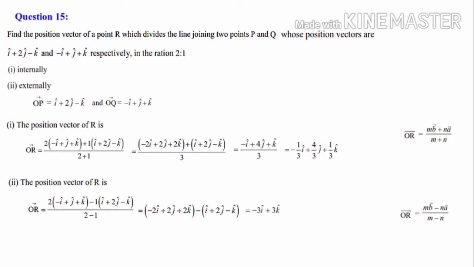Minus 2i minus i, that is minus 3i, plus 2j minus 2j cancelled, then plus 2k cap minus into minus plus k cap, that is 2k cap plus k cap, that is equal to 3k cap. So the answer is minus 3i cap plus 3k cap. Move on to question number 16.